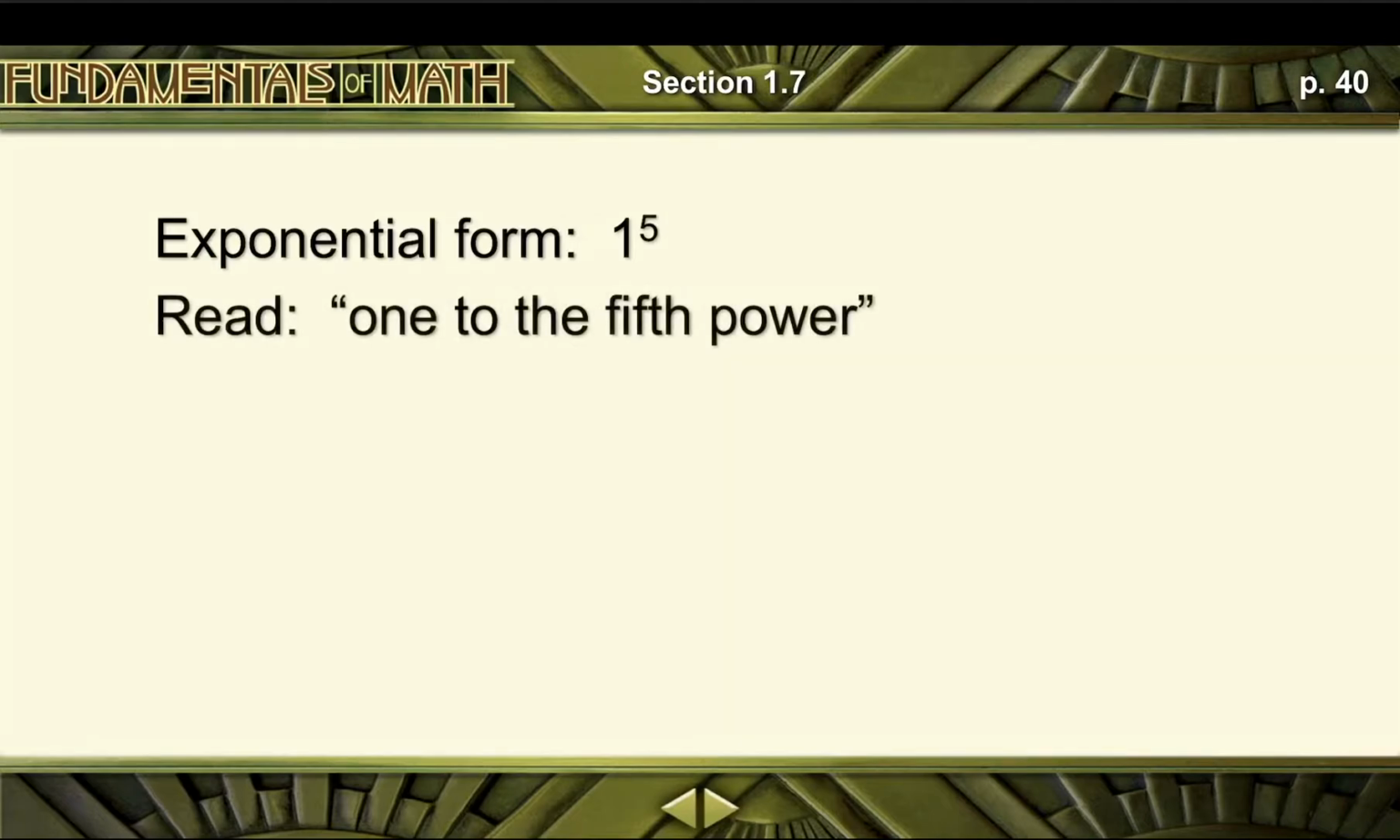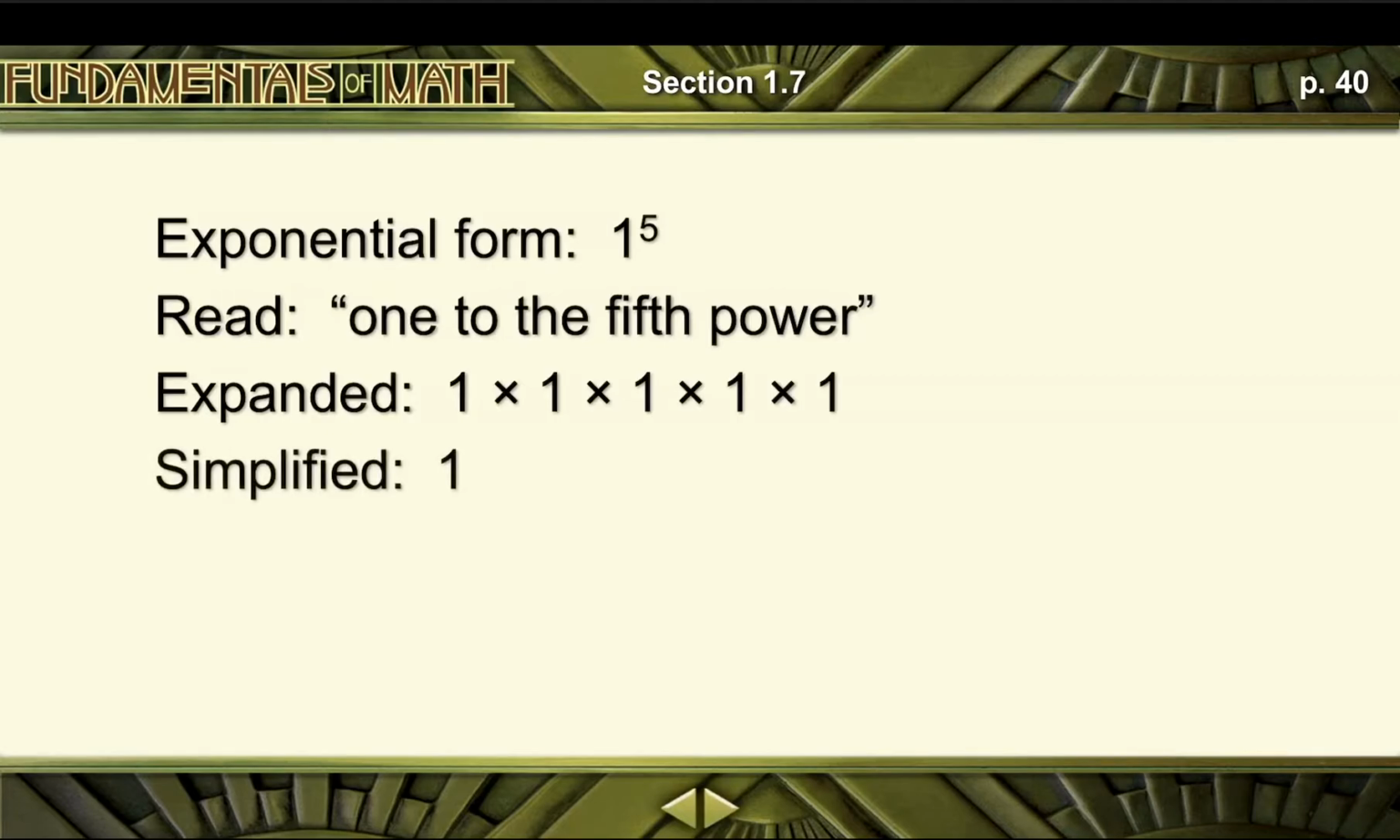Next one is similar. Let's take a look at this. We have 1 as our base and 5 as the exponent. We can read this as 1 to the 5th power. There's really only one way to read that. There's no special thing like squared and cubed. In expanded form, that means we want 1 multiplied by itself 5 times. And that's nice and easy because we have 1 times 1 times 1 times 1 times 1, which is just 1. So simplified would just be 1.